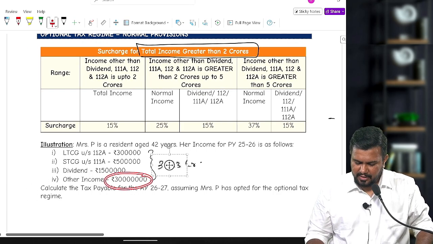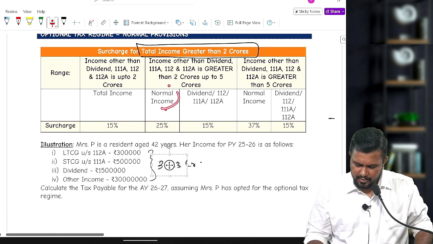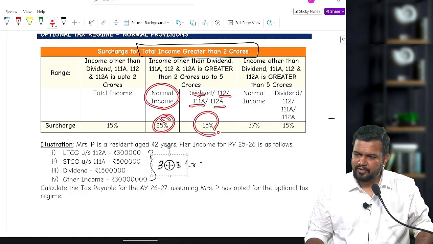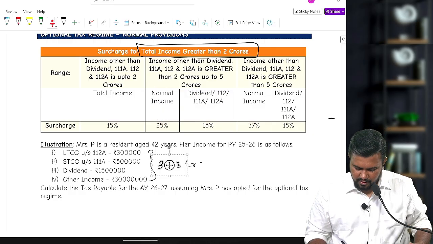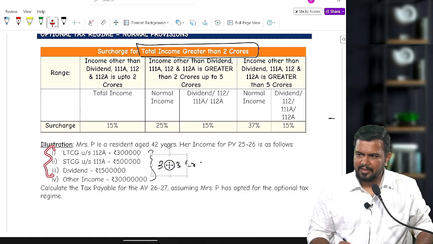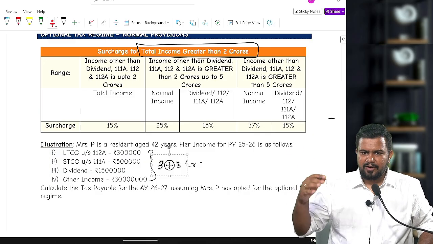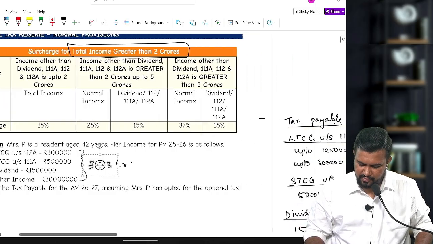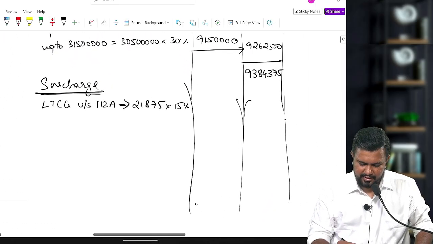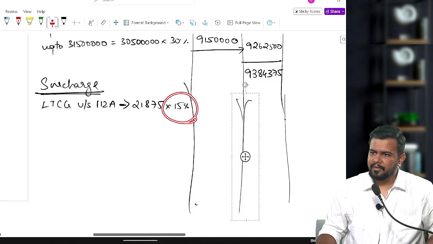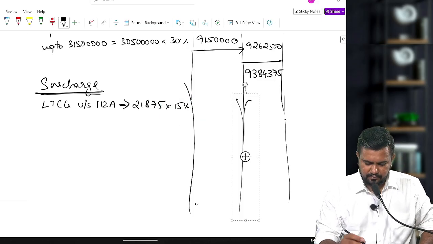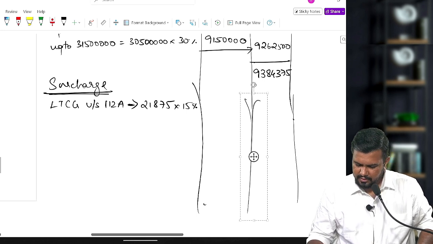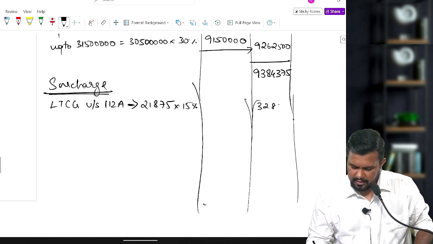So normal income has 25% surcharge, and dividend, 112, 111A, 112A have 15% surcharge. On these special types of income, 15% is the surcharge, and on other income 25% will be the surcharge. That is why I calculated 15%. So what is the answer? 381.